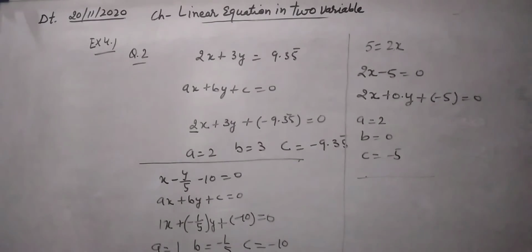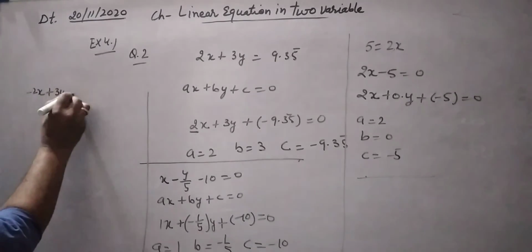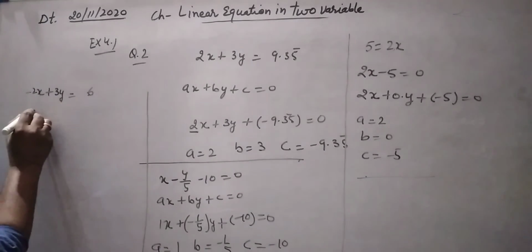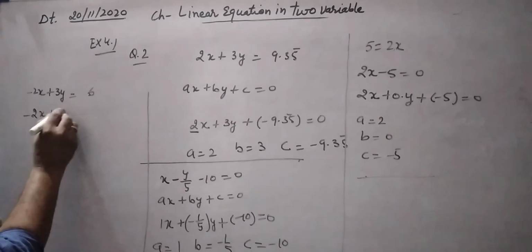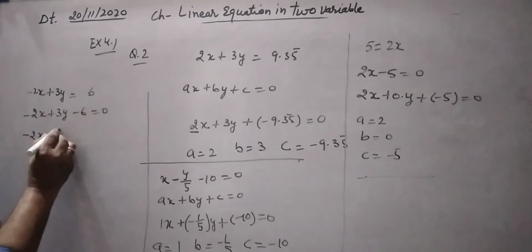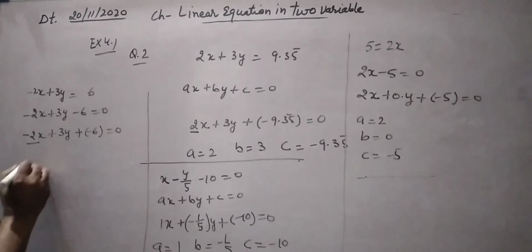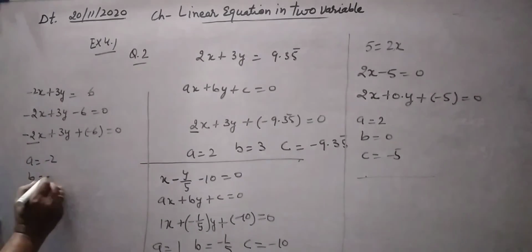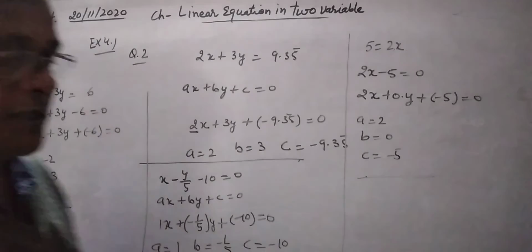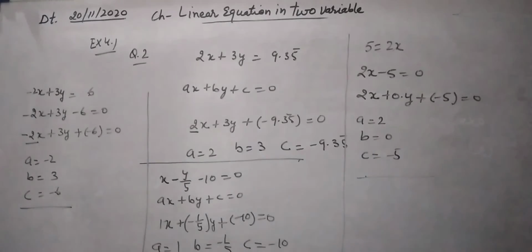I'll show you one more, that is minus 2x plus 3y equals 6. So you write this as minus 2x plus 3y minus 6 equals 0, that is minus 2x plus 3y plus minus 6 equals 0. Again you have A is minus 2, B is 3 and C is minus 6. This way we can find the values of A, B, C as well. Now you have to go through this first exercise.